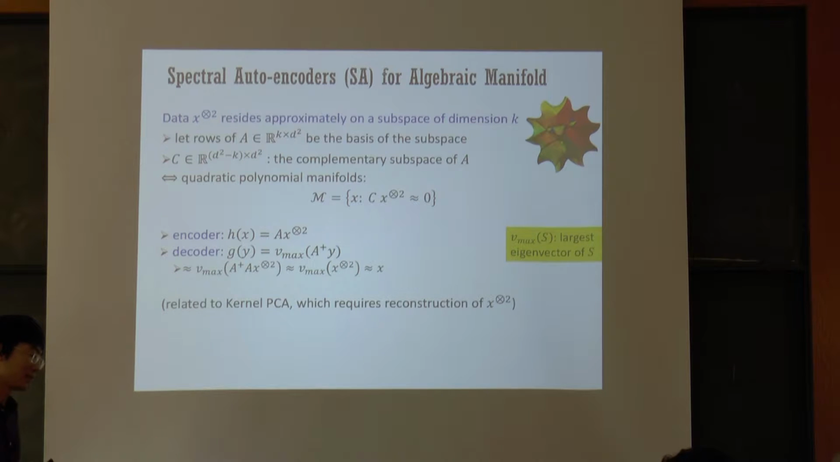Yes, but it also depends on how you define the error. For example, if you want to reconstruct x to the tensor power 2 in Euclidean norm, that's an overkill, because you only need to reconstruct x to the tensor power 2 in spectral norm. Yeah, I will talk a little bit about it in a moment.